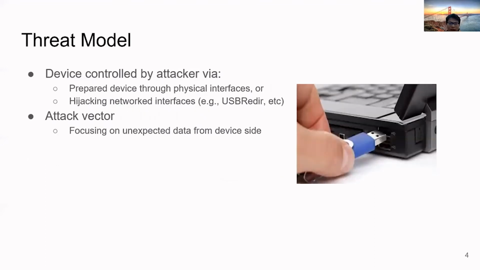Before I proceed, I would like to define our threat model. We assume that the USB device side is under the control of an attacker, either through a prepared device connected to a physical port or by hijacking a connection to a networked interface run by, for example, a USB redirection server. Here, we only focus on unexpected data read from the device side.